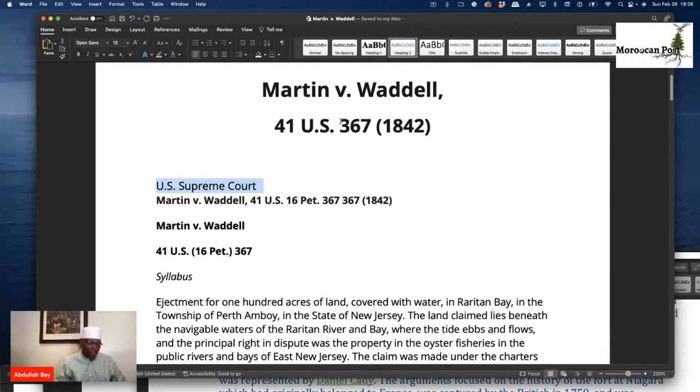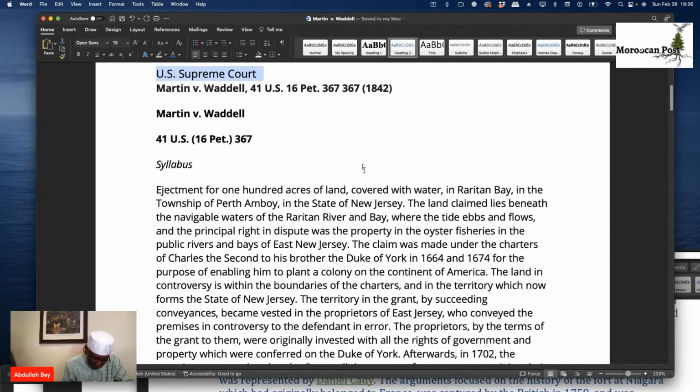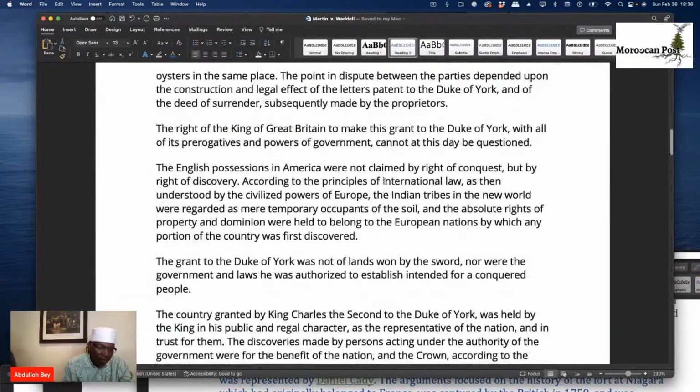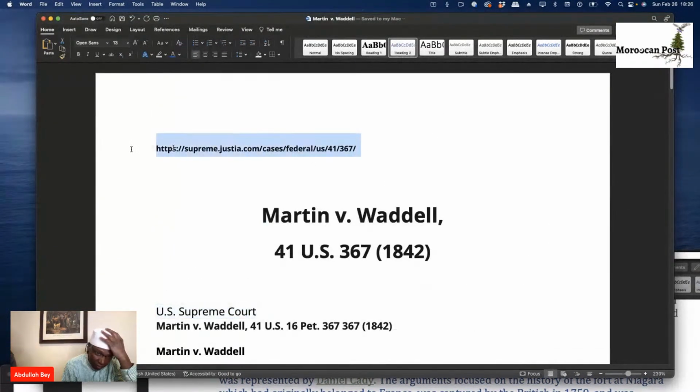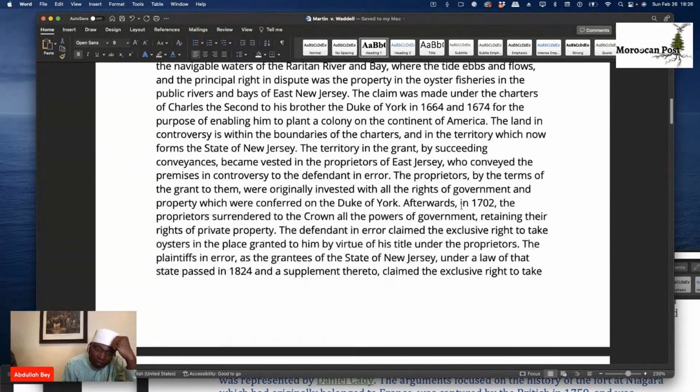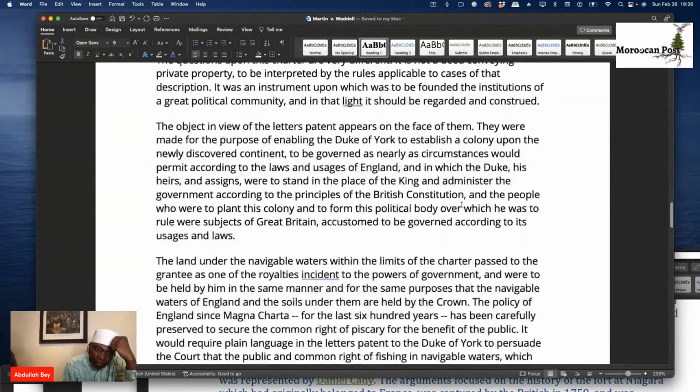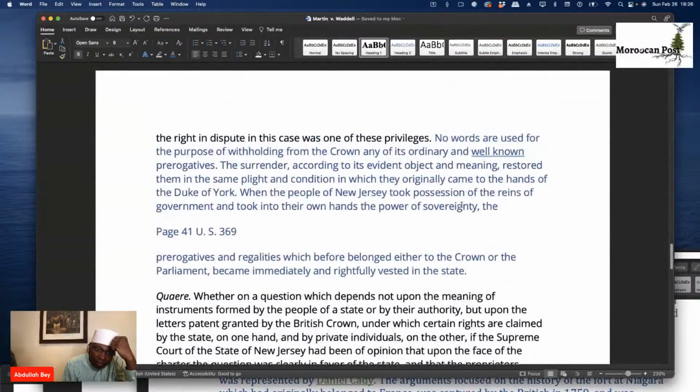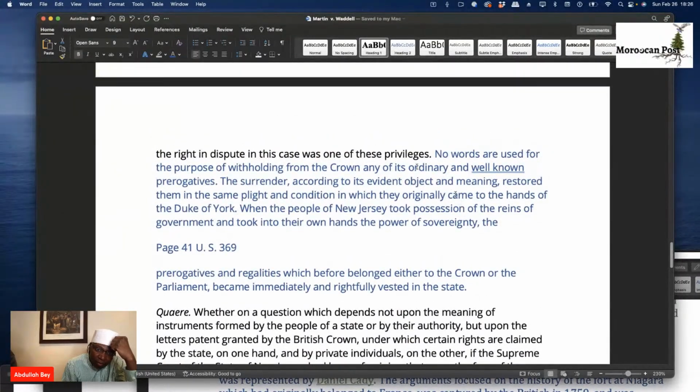So this is Martin versus Waddell here. I highlighted in blue here. I copied it off of the website, and this is the link for it as well, right here. All right, here it is. This is it. It says no words are used for the purpose of withholding from the crown any of its ordinary and well-known prerogatives.